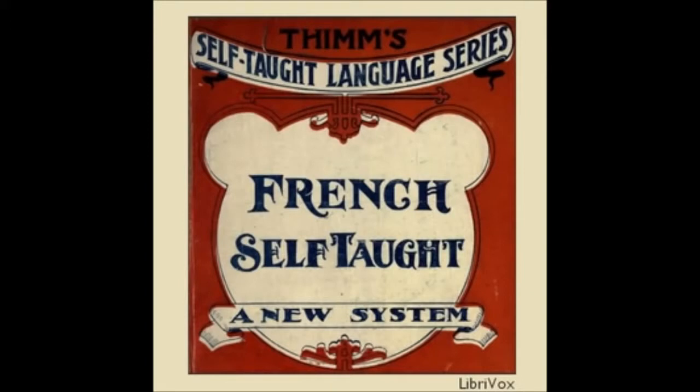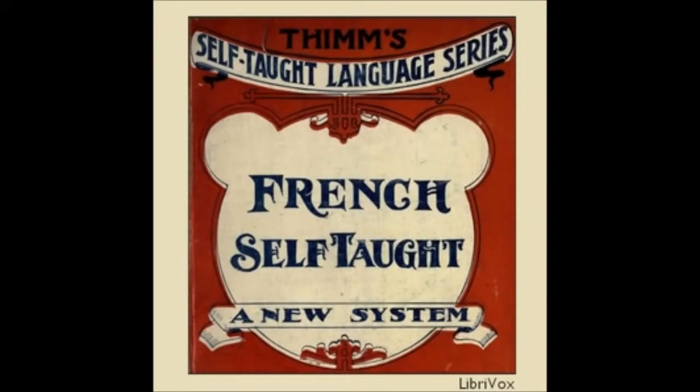Imperfect: that I might be, que je fusse; that thou mightst be, que tu fusses; that he might be, qu'il fût; that we might be, que nous fussions; that you might be, que vous fussiez; that they might be, qu'ils fussent.